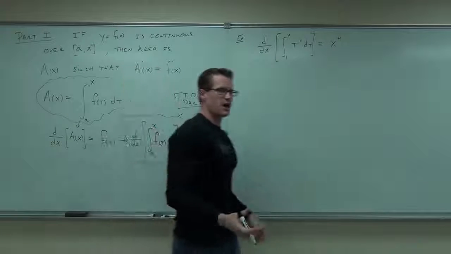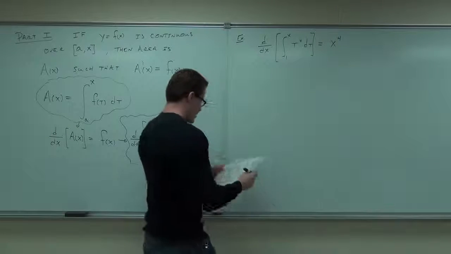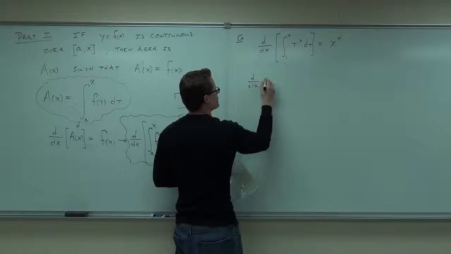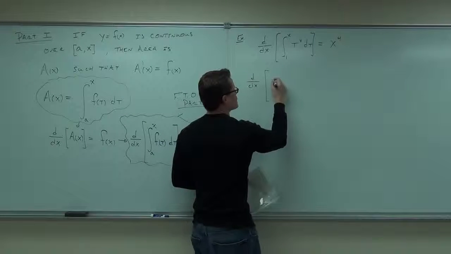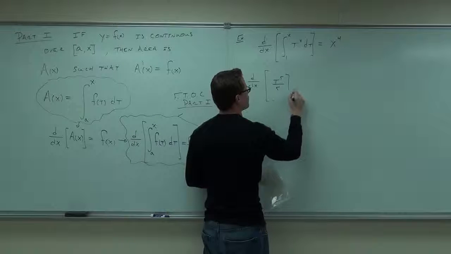If you want to see it proved out, which we can do directly, I'll show it to you right now. That would be a derivative of, if you did the integral, you're going to get t to the 5th over 5 from 1 to x.